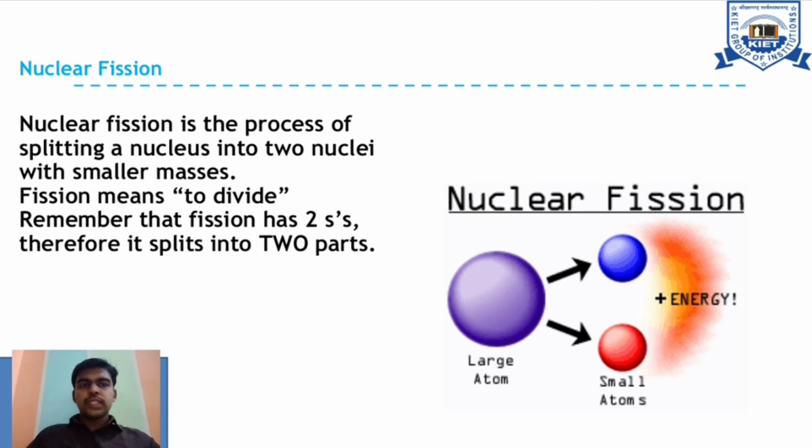Nuclear fission: look at the side diagram, a large atom. Here we are separating it into two separate atoms, as mentioned in different colors, plus energy. This is our basic idea about nuclear fission.